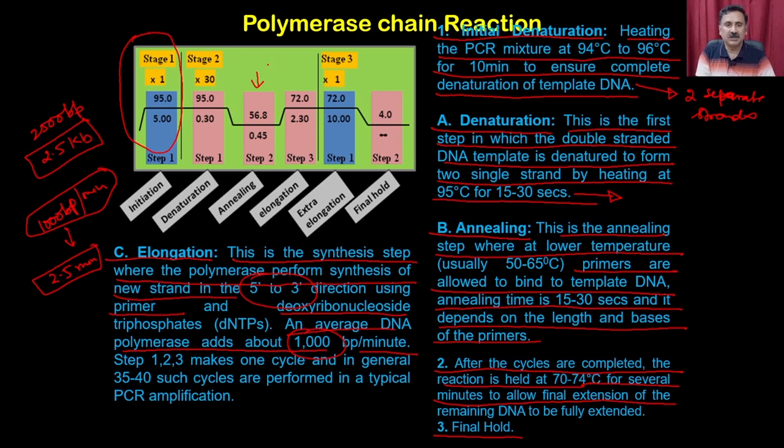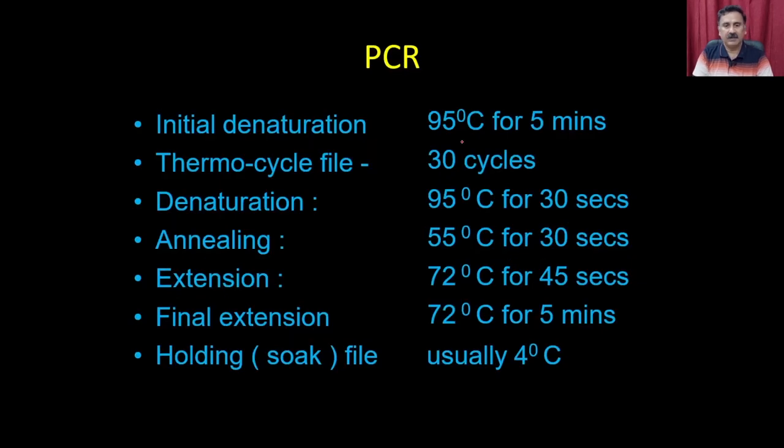So these machines are called the thermal cycler, right? In a typical thermal cycler, you have the flexibility of varying the temperature. So these are the cycles you are going to do. First, in stage 1, you are going to have 95 degrees Celsius for 5 minutes, and then these steps are going to repeat for 30 cycles.